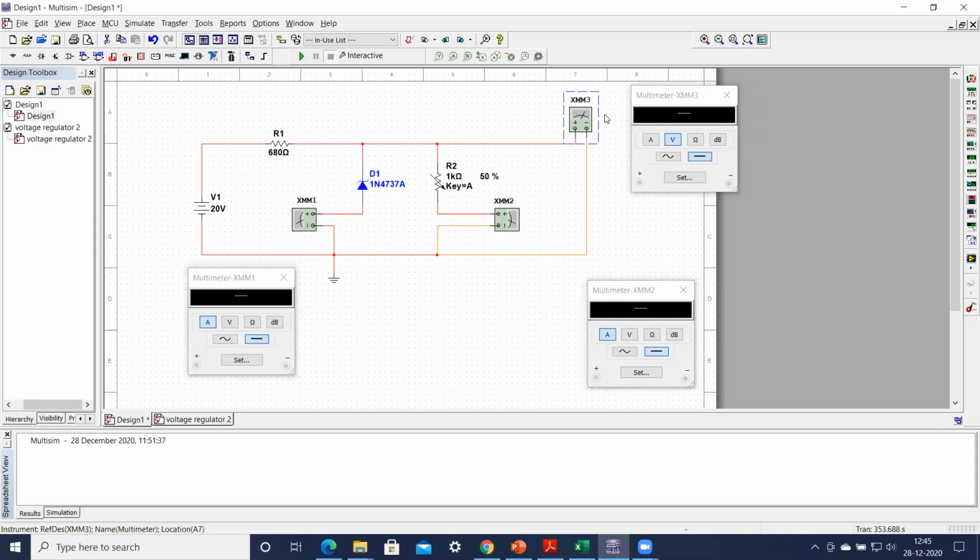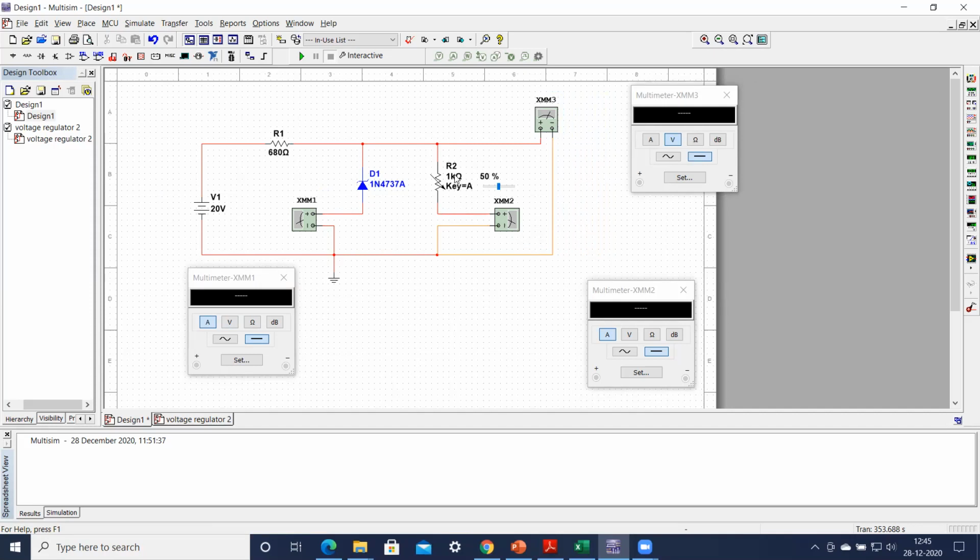Now, after making this connection, what I want to do in this experiment is change the load. I will be varying the load and measuring the different values of these parameters, like what is VL, what is IL, what is IZ, by keeping the input voltage constant. Now, I want this load to vary from, let us say, somewhere around 200 ohms to 10 kilo ohms.